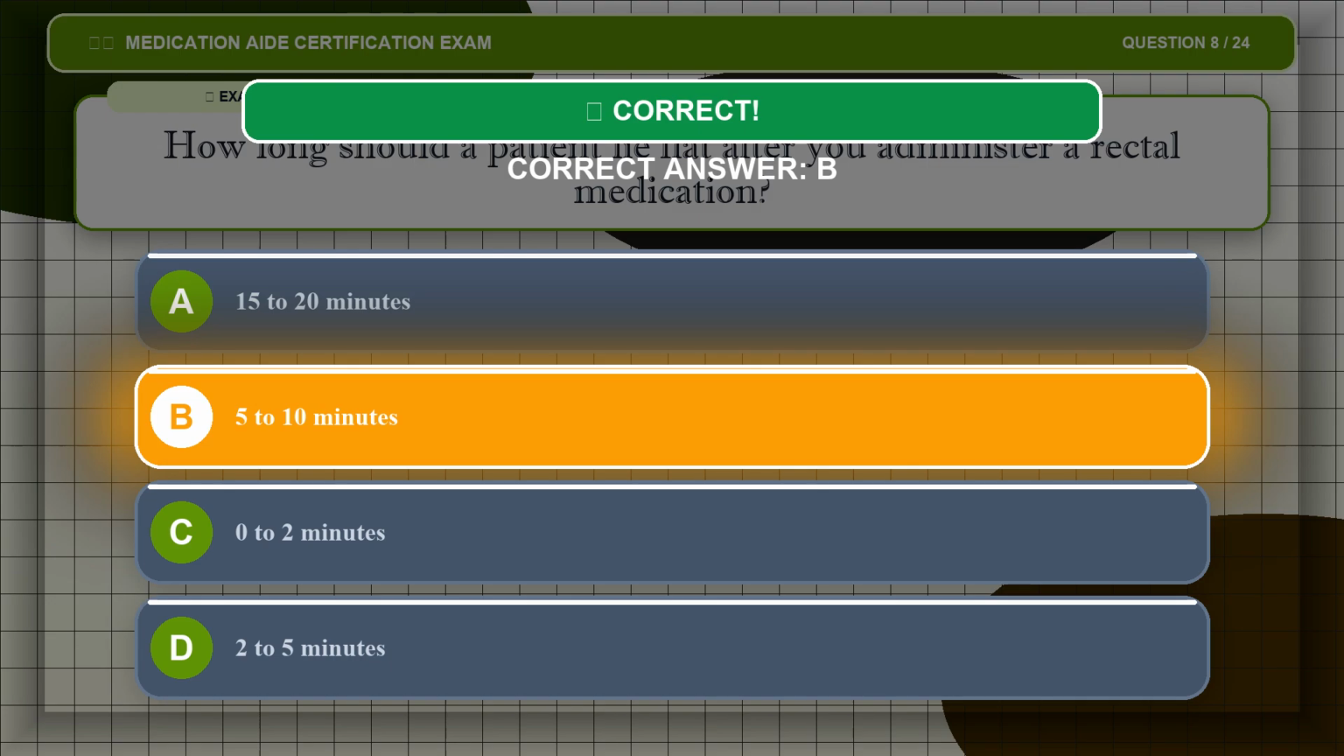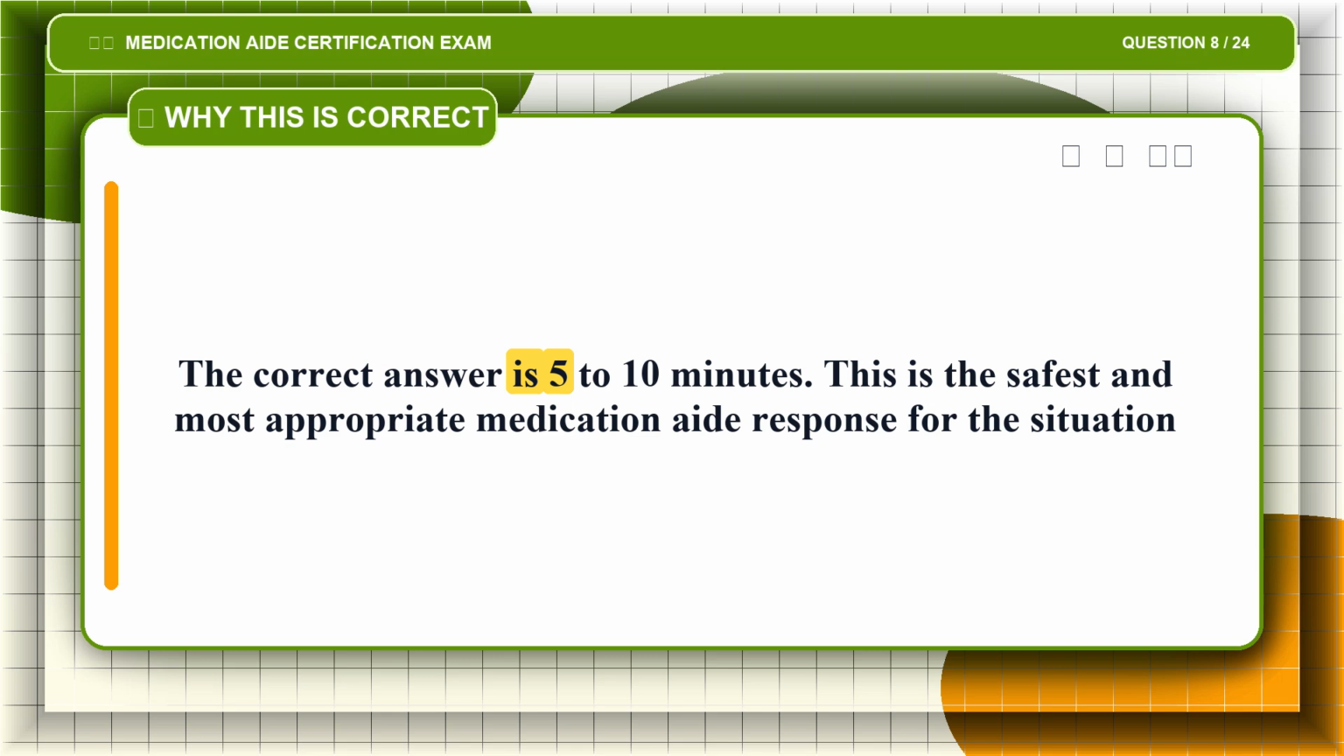The correct answer is option B. 5 to 10 minutes. This is the safest and most appropriate medication aid response for the situation.